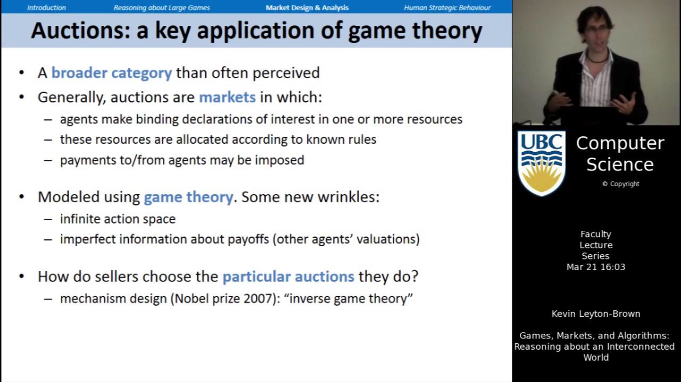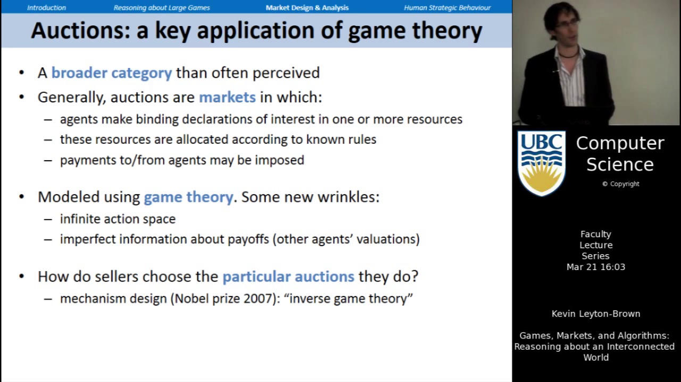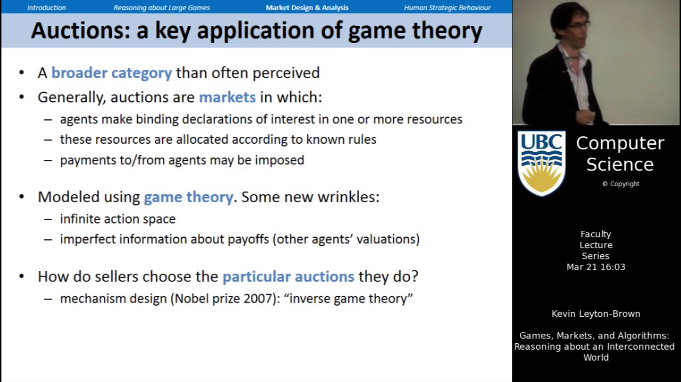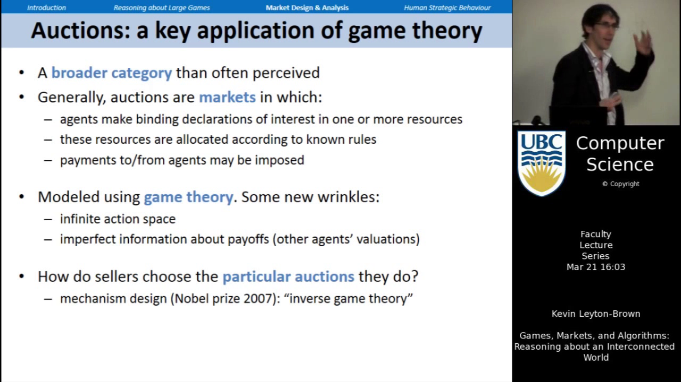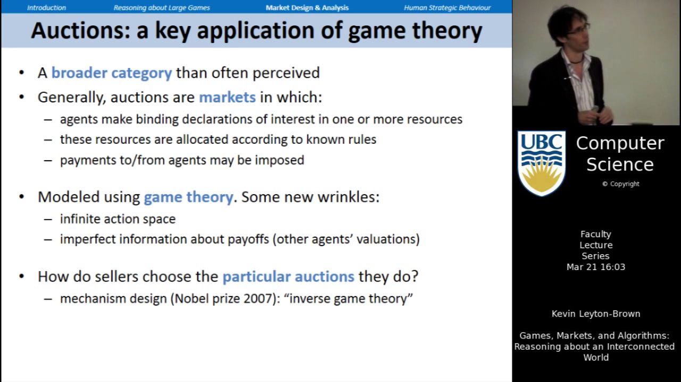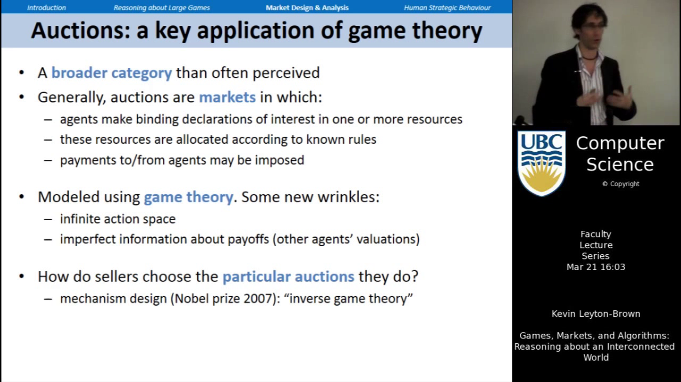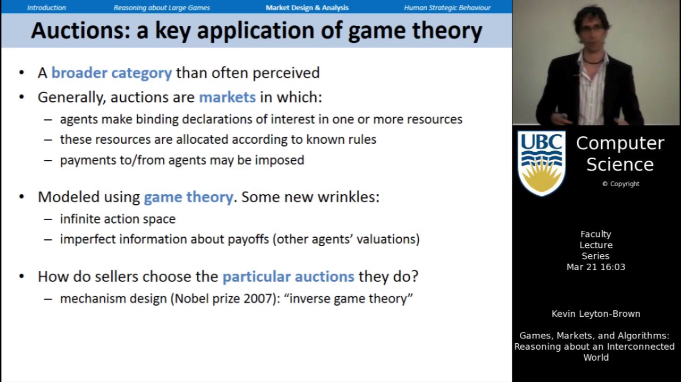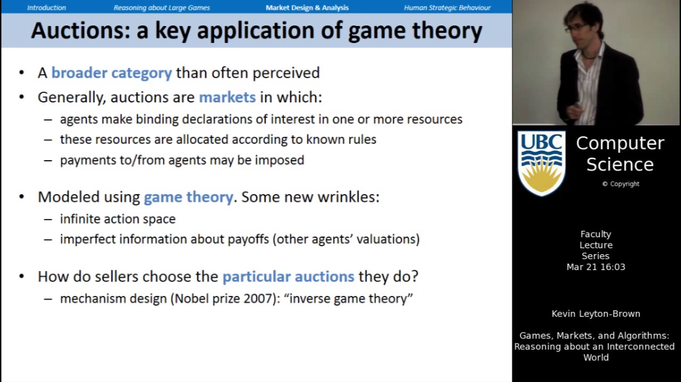So auctions really, though, are more than eBay. They're more than just somebody standing wearing a funny hat and talking fast and then somebody just bought a painting. They're really a broad category of markets in which agents make binding declaration of interest in one or more things that are being allocated. These resources are then allocated according to rules that were committed to in advance, and money maybe changes hands.